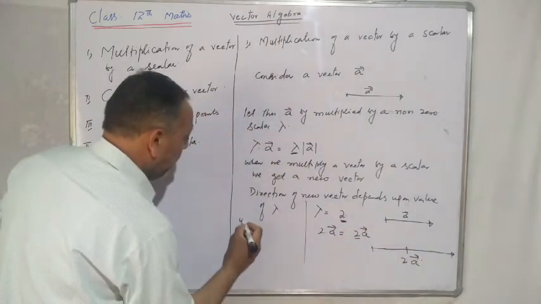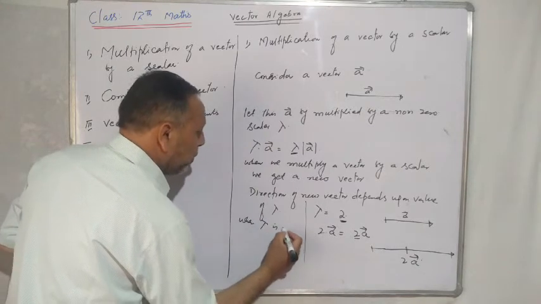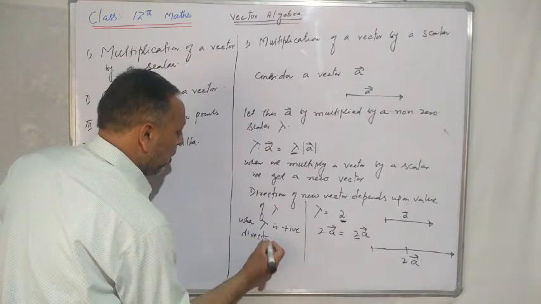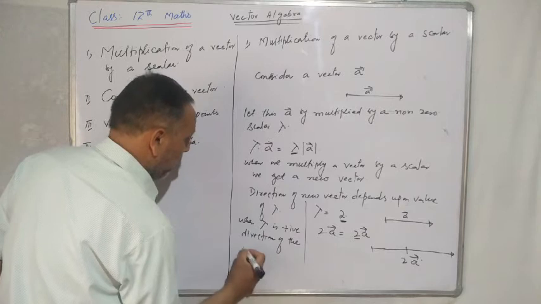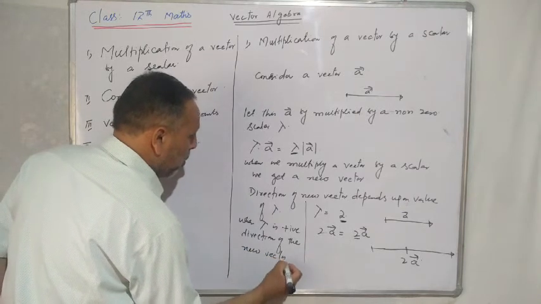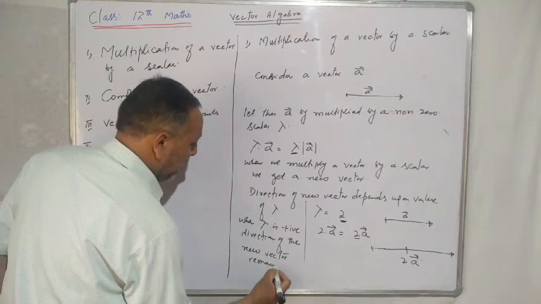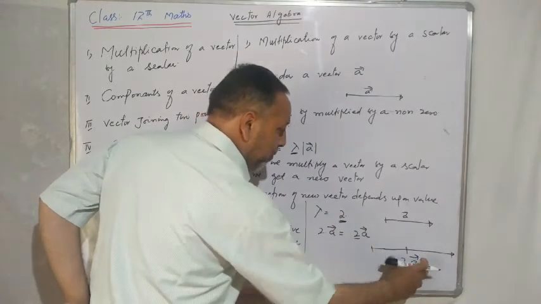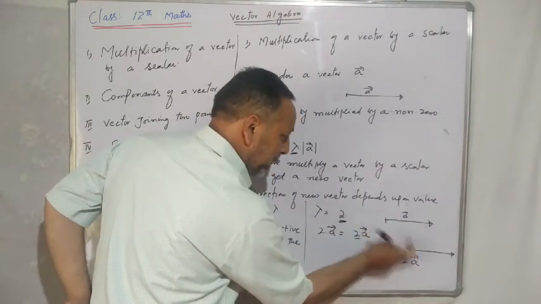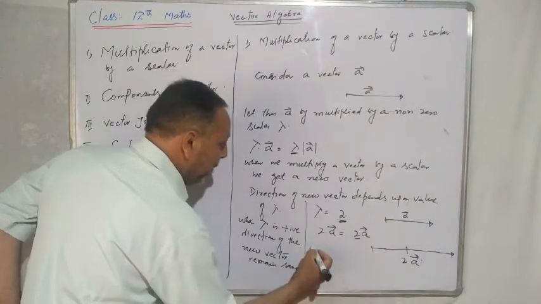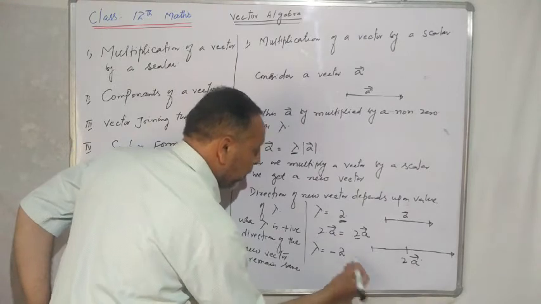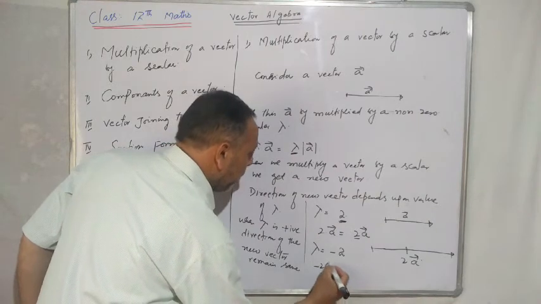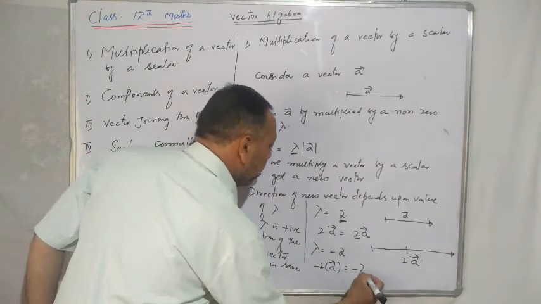So that means when lambda is positive, direction of the new vector remains same. यानी अगर लैम्डा का वैल्यू पॉजिटिव है तो जो हमें नया वेक्टर मिलेगा उसकी डायरेक्शन और ओरिजिनल वेक्टर की डायरेक्शन सेम होगी. लेकिन अब अगर लैम्डा नेगेटिव है, now let me take lambda equal to -2, what will happen? अब अगर मैंने लैम्डा को -2 लिखा तो vector A multiplied by -2, it will be -2 vector A.